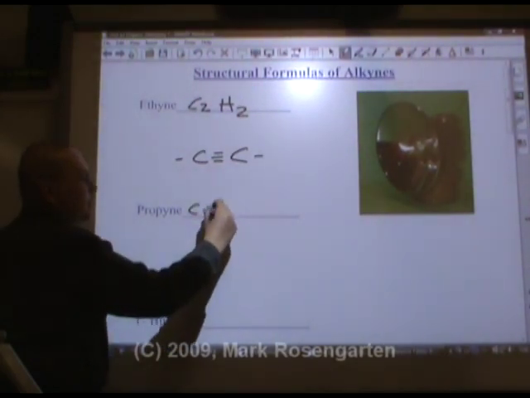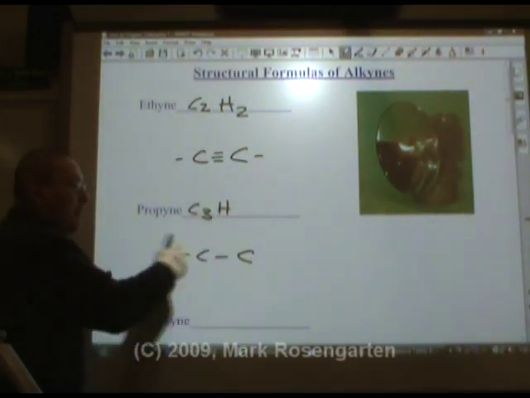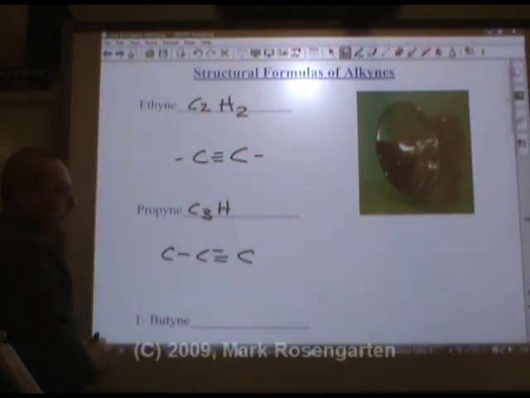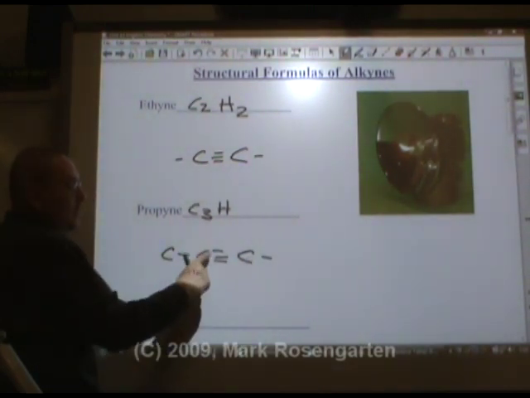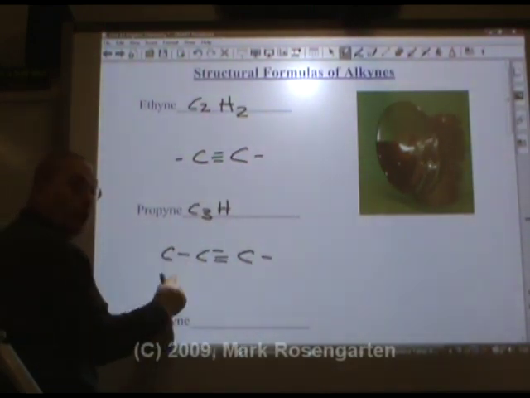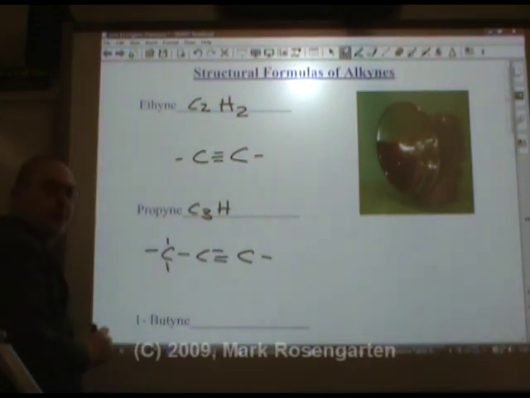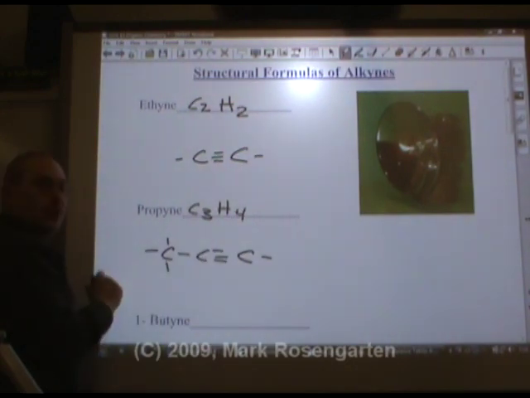Propyne, C3H4. Well, we got 3 carbons. And again, does it matter where we put the triple bond? No. There. This carbon's got 3, room for only 1 more. This carbon's got 3, 4. It's got 4. There's no more room for hydrogens. This carbon's got 1, room for 3 more. 1, 2, 3, 4 hydrogens. Double 3, you get 6. Subtract 2 and you get 4.